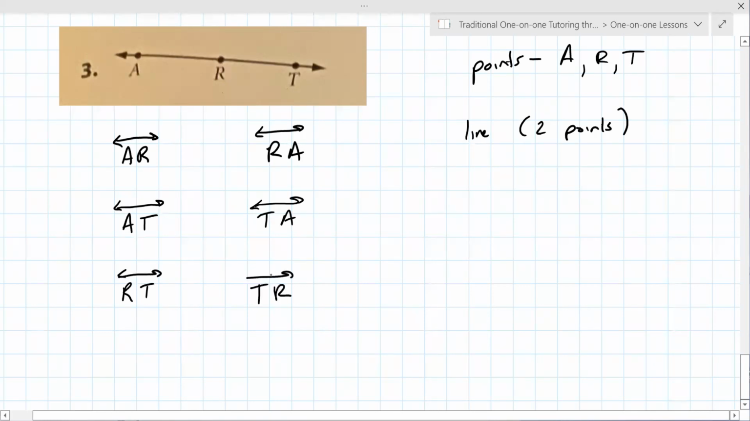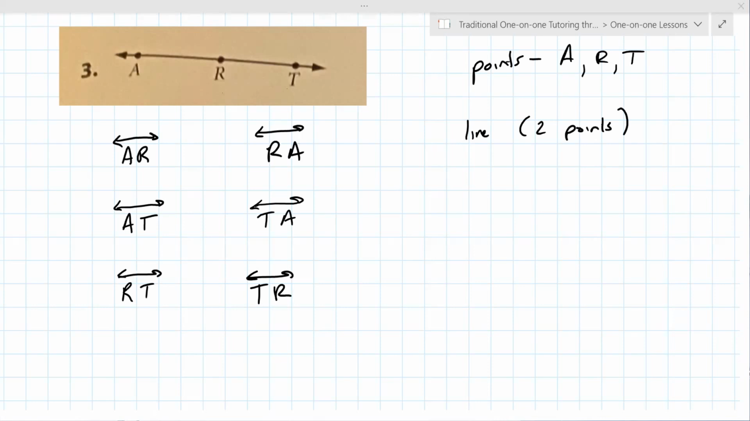There's actually 6 ways that you can name this. Let me know when you get all that down and we'll move on to another question. Okay. There we go. All right, we can move on.